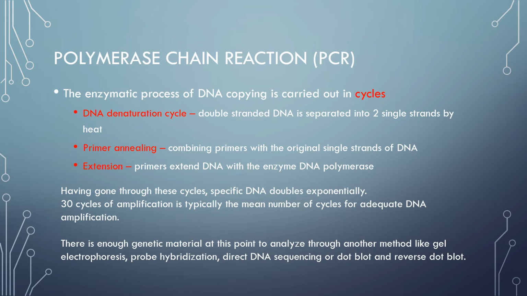And then finally we have primer extension. The primers extend DNA with the enzyme DNA polymerase. To make more products, we do primer extension by adding enzyme Taq polymerase at 72 degrees Celsius, and here new nucleotides are added. Having gone through these cycles, specific DNA doubles exponentially. 30 cycles of amplification is typically the mean number of cycles for adequate DNA amplification. There is enough genetic material at this point to analyze through another method like gel electrophoresis, probe hybridization, or direct DNA sequencing, or dot plot and reverse dot plot.